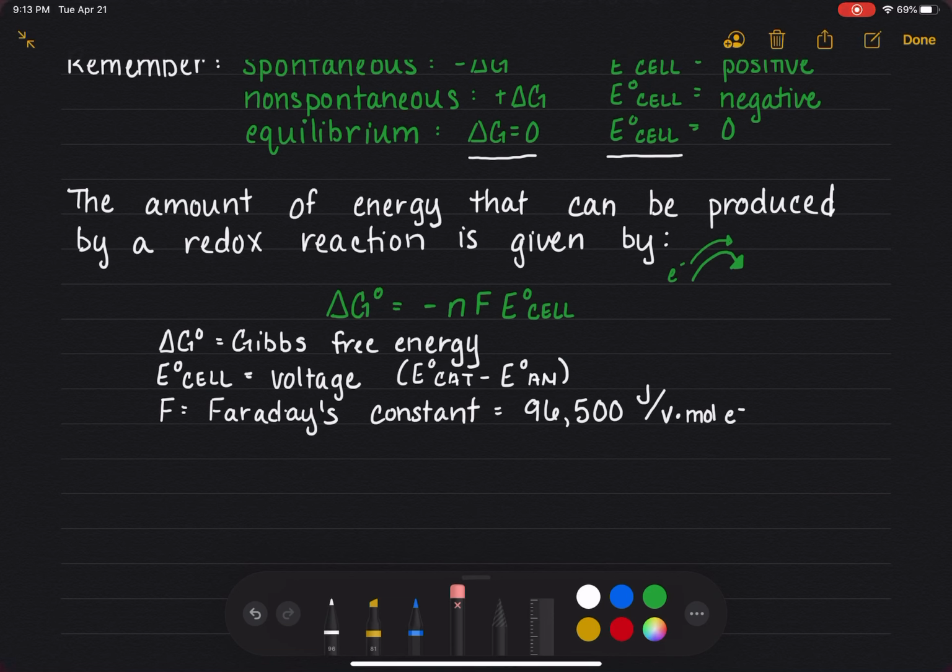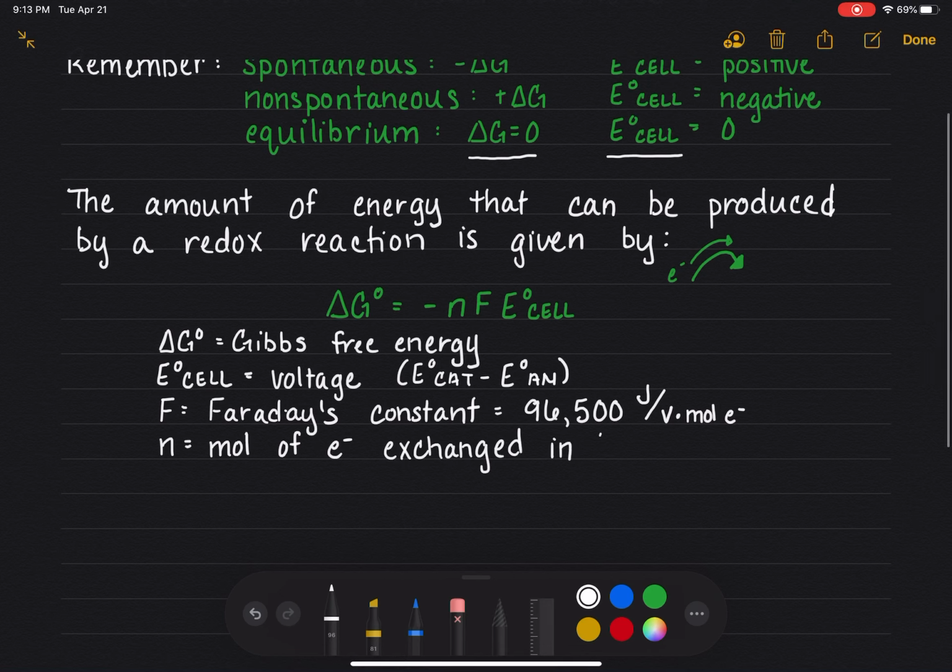And then last but not least, we have lowercase n, which is the moles of electrons that are exchanged. And in order to get this number, the moles of electrons that are exchanged, you have to look at the total overall balanced equation. You can't just look at a half reaction individually, because remember, sometimes when we combine our half reactions together, we have to change the stoichiometric coefficients to get them to combine. So you've got to look at the whole entire balanced equation to get your n.